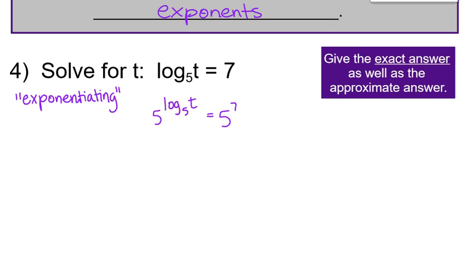What is 5 to the log base 5 of t? Notice the inverse operations there. Log base 5 and 5 to a power cancel, leaving you with t. So t equals 5 to the 7th. If you put that in your calculator, 5 to the 7th is 78,125. And that's our exact answer. There's really no approximate answer this time, so only give an approximate answer when it makes sense.